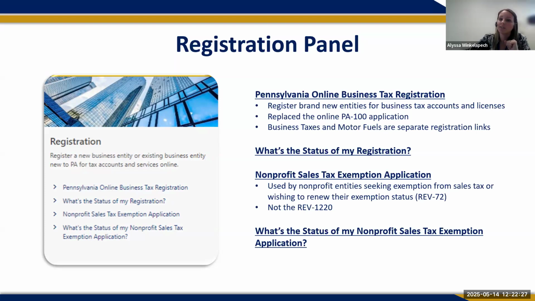The next 2 options are going to be for filing for a nonprofit sales tax exemption application or to check the status of that application. This is the Rev 72. This is not the Rev 1220. So again, brand new entities should be submitting their application from the myPATH homepage, and then those existing entities will need to log into their myPATH profile to either apply or renew their exemption status.